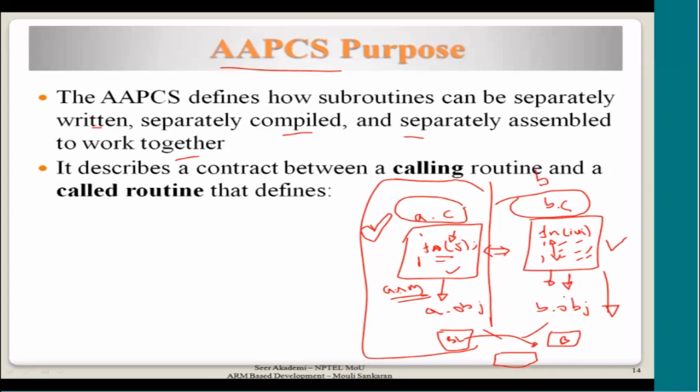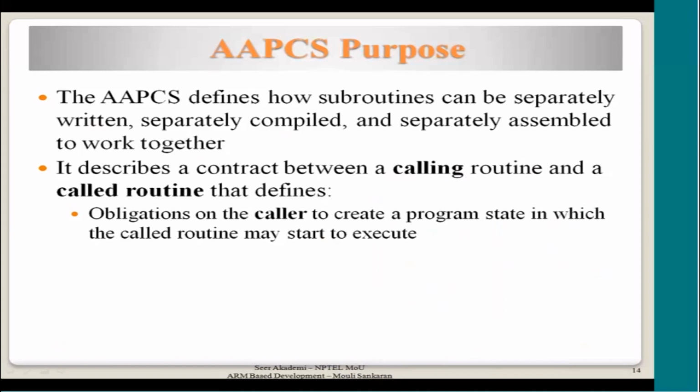So while generating the assembly file, the compiler should have some understanding: this is where I expect the parameter to be. Similarly, when the same compiler or a different compiler is generating this output file, it should know how I am going to pass this parameter, so that this routine, which is compiled by somebody else, can understand it. So there should be a common understanding between the calling routine and the called routine. This is a contract between them.